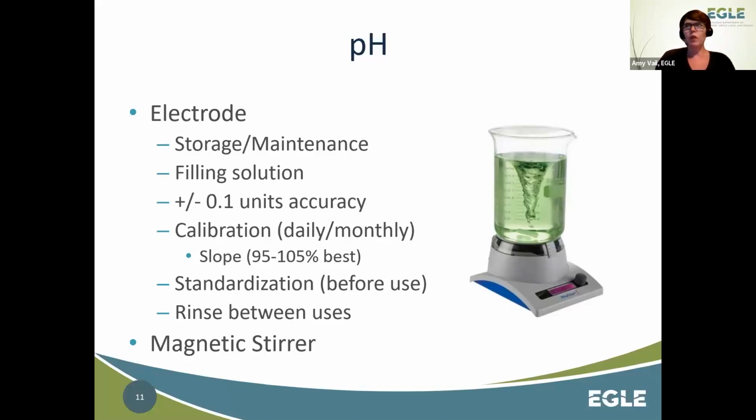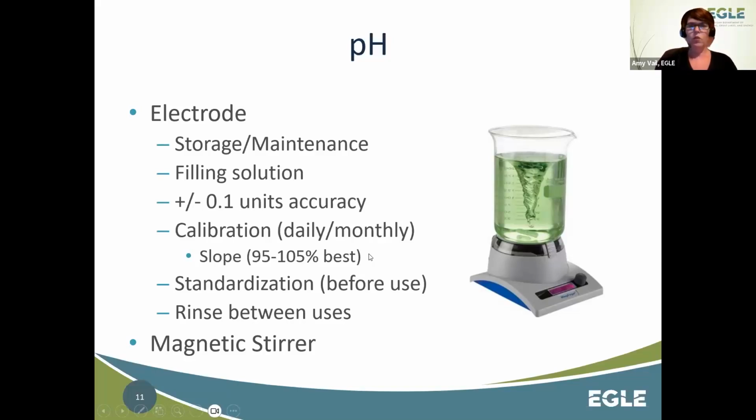If you have probes that you don't use often, like a backup probe, or if you're not doing pH every day, you want to make sure you're at least calibrating those monthly, just so that you can make sure that they're still in working order. So if you're doing daily readings, you want to make sure that you're calibrating those daily.